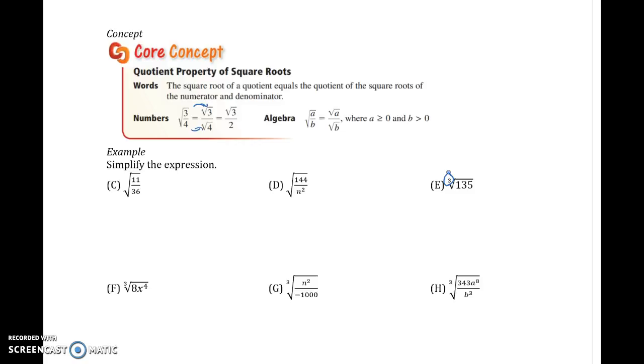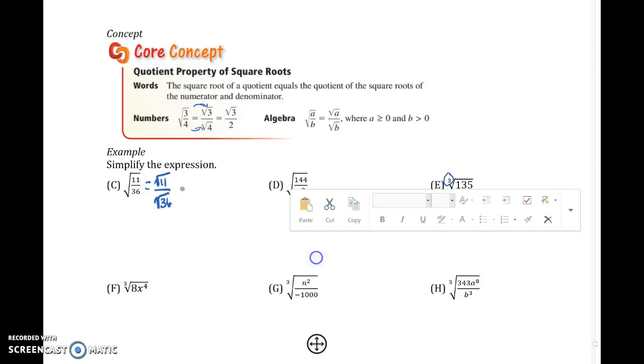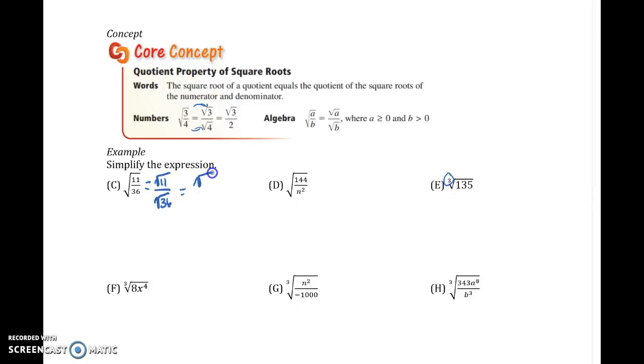So with C, using the quotient property of square roots, I'll remember that I can basically give that radical sign to the top and to the bottom, and then see what I can actually simplify. Well, we don't know what the square root of 11 is, so I'm going to leave that alone, but I do know the square root of 36 is 6, and that's good because I don't have a radical sign on the bottom, and no more fractions inside that symbol as well, right?